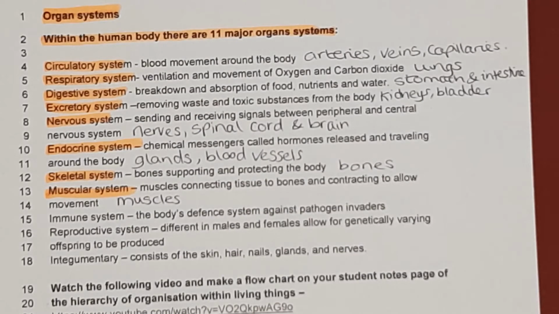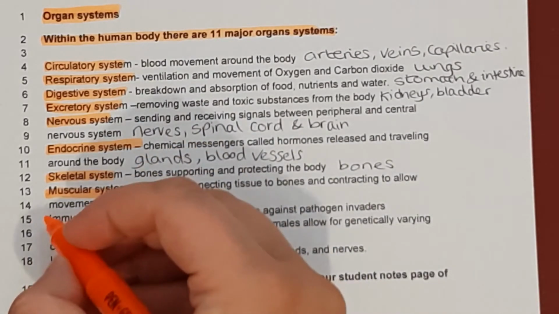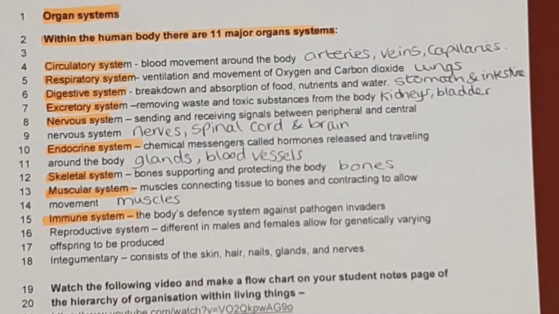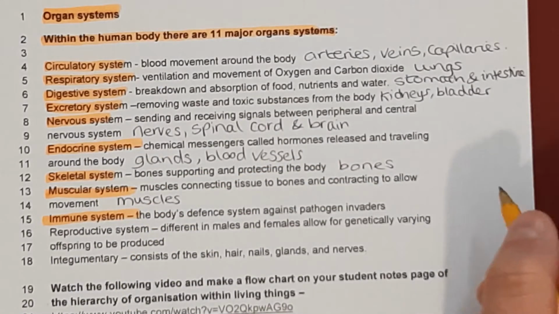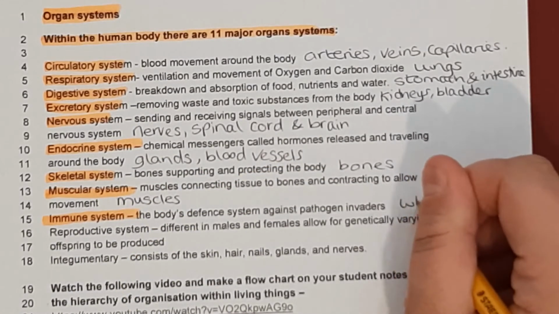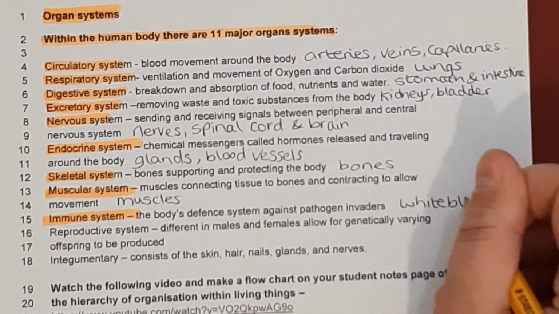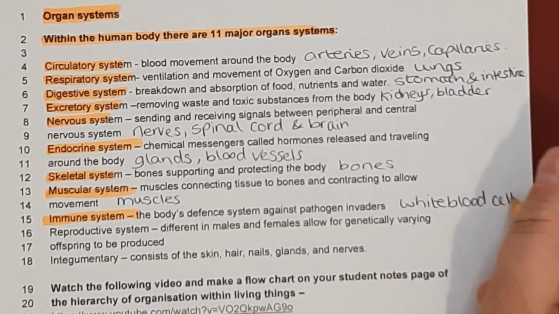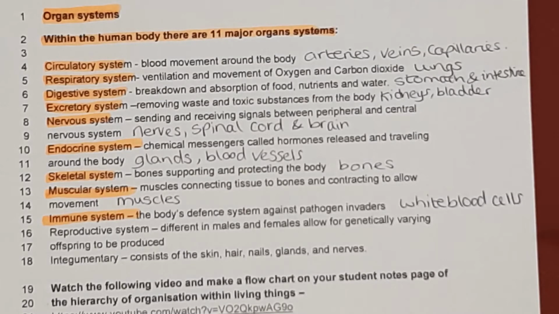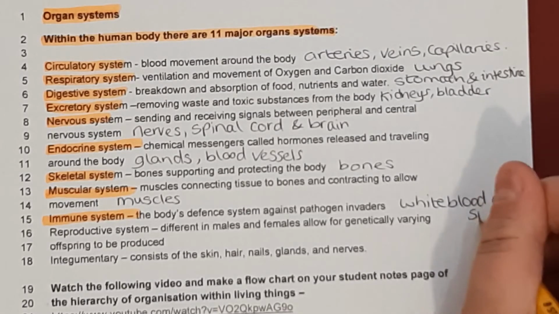The immune system is the body's defense system against pathogen invaders. So that's going to include your white blood cells and some other important areas in the body, such as the spleen.